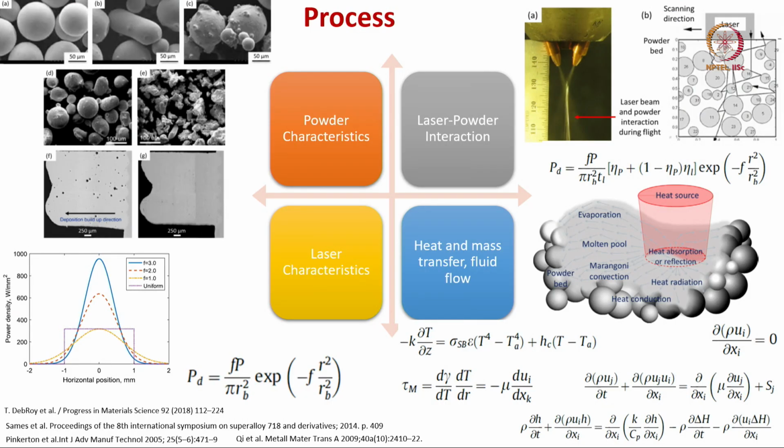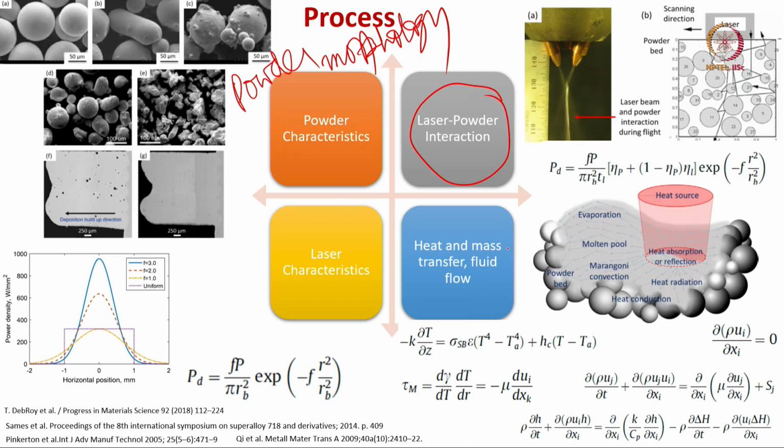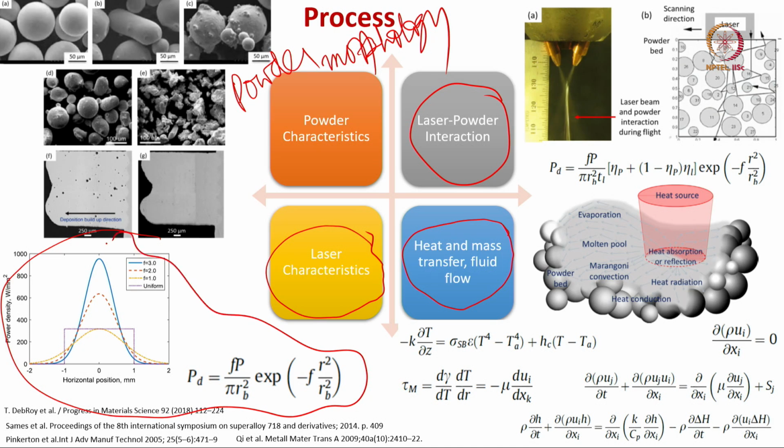Now, in this particular slide, what you see is that the powder particle shape is important, powder morphology, not only size and size distribution, laser powder interaction either in flight or after deposition, heat and mass transfer and fluid flow like Marangoni convection flow, and also laser characteristics. This part of the slide should be clear to you. So, the left part of the slide is clear to you. Let us focus on the right part.